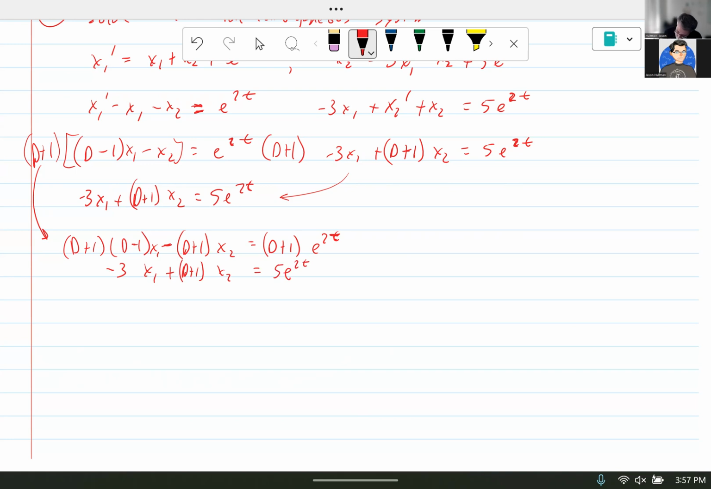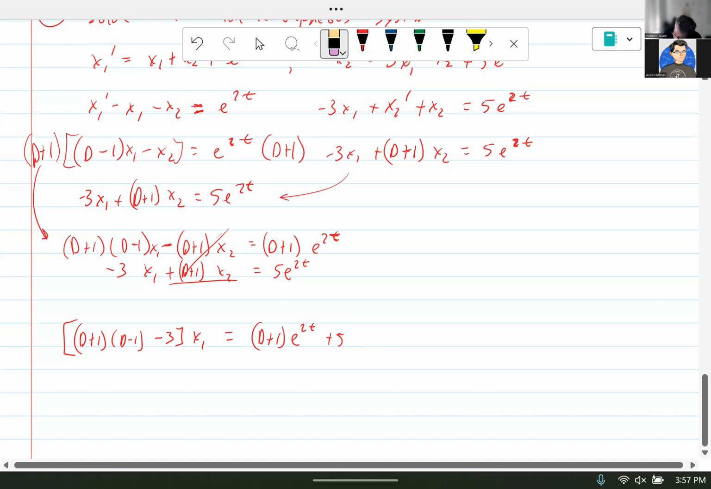Okay, and then we're just going to cancel out that middle term, the second term in each of those. And I get d plus 1 times d minus 1 minus 3 times x1 is equal to d plus 1 e to the 2t plus 5e to the 2t, after we add them together.